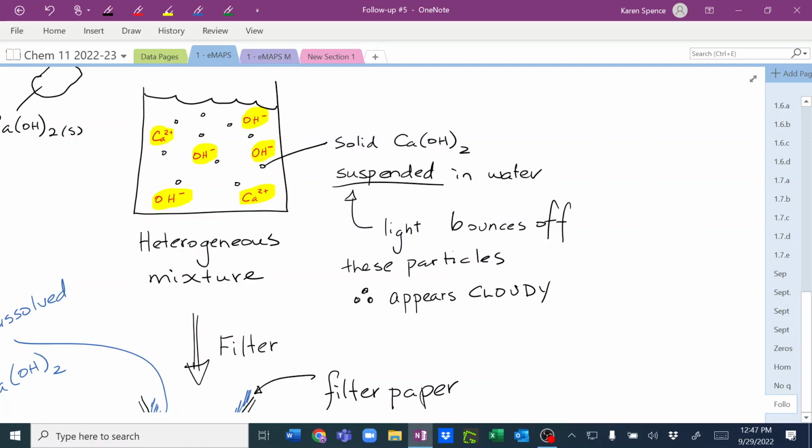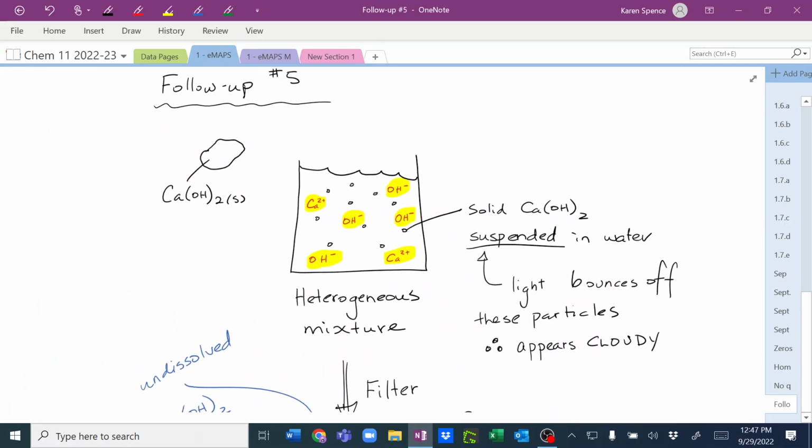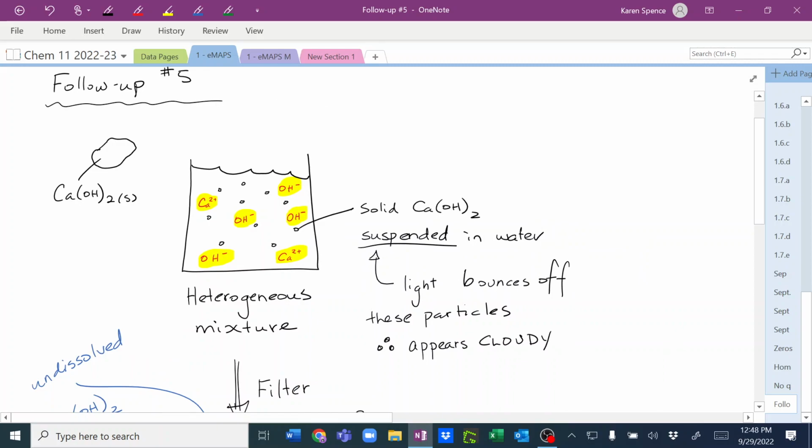Okay, so did you guys catch what happened there? No, and that's okay because we're going to walk through that. So what you would do, you would start and you would say, I'm going to find the mass of the calcium hydroxide. I'm going to weigh it.